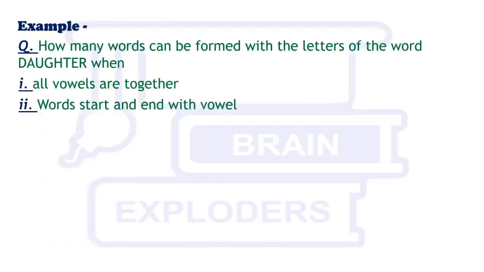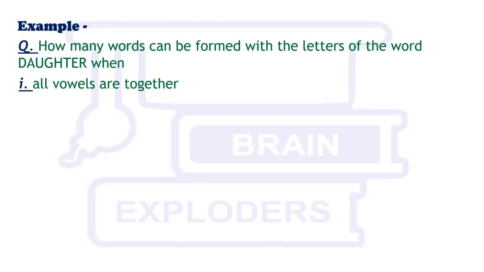How many words can be formed with the letters of the word DAUGHTER when all vowels are together? And the second part is words that start and end with a vowel. Here we have a restriction. So whenever we have a restriction, we usually make our choice according to the restriction first, then we count the remaining choices.